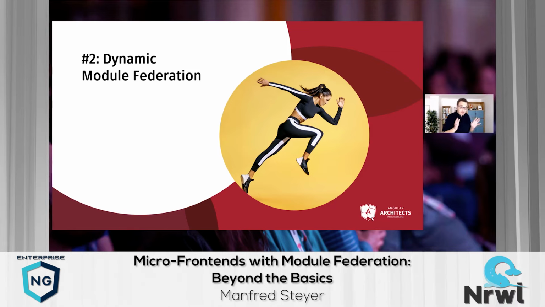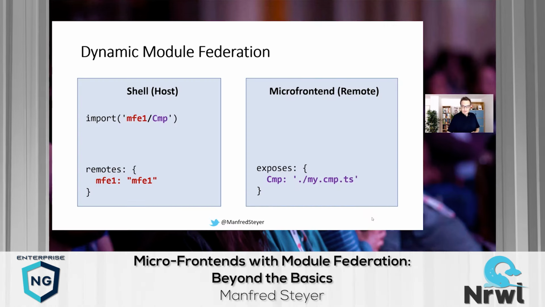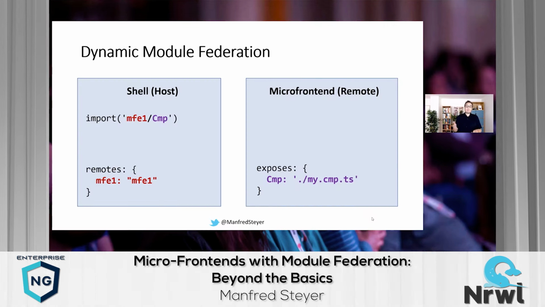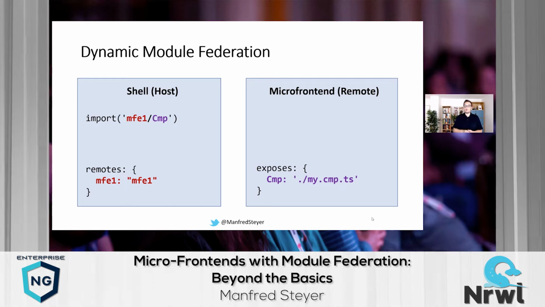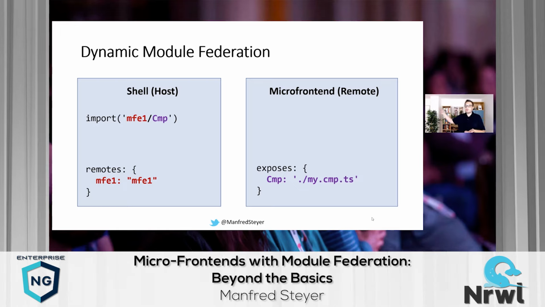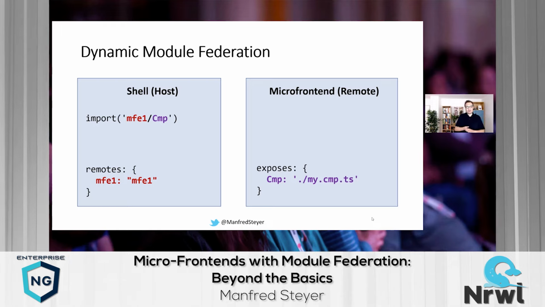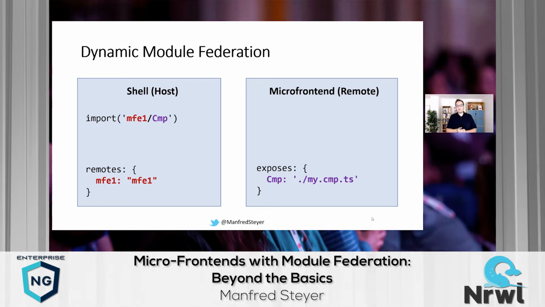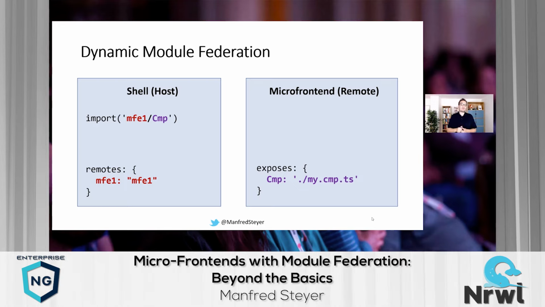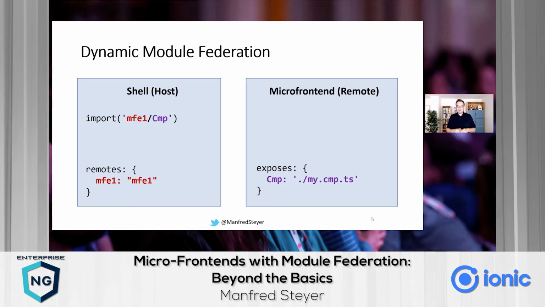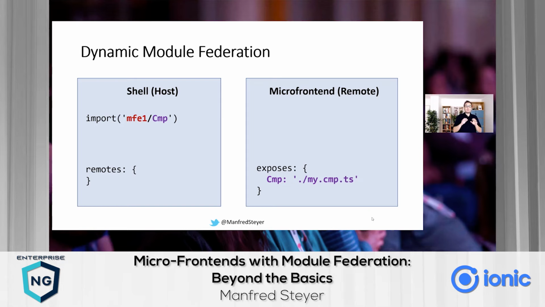Okay, let's proceed with the second topic I've prepared. This is about dynamic federation. We have seen before that we need to map paths. We need to map those paths upfront in the Webpack configuration. Paths pointing to different micro-frontends. However, if we have a highly dynamic situation, we don't know those paths upfront. Perhaps we don't even know the number of the micro-frontends upfront. So it would really be nice to get rid of this setting here and to define all those informations at runtime.